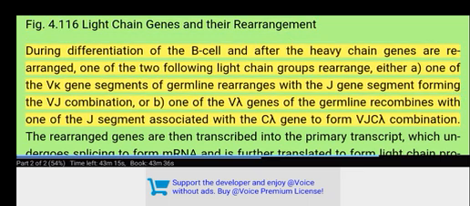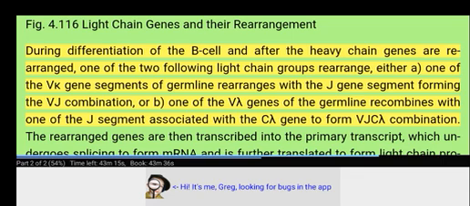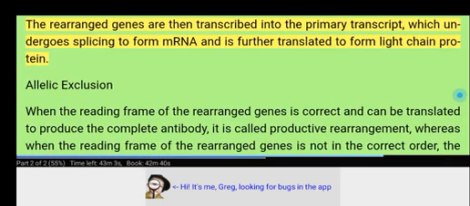During differentiation of the B cell and after the heavy chain genes are rearranged, one of the two following light chain groups rearranges. Either one of the V kappa gene segments of the germline rearranges with the J gene segment, forming the VJ combination, or one of the V lambda genes of the germline recombines with one of the J segments associated with the C lambda gene to form a VJ C lambda combination. The rearranged genes are then transcribed into the primary transcript, which undergoes splicing to form mRNA and is further translated to form light chain protein.